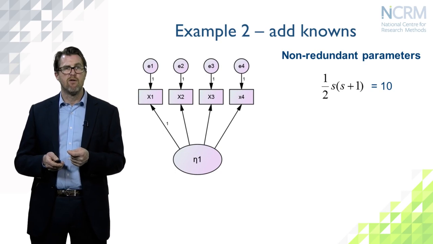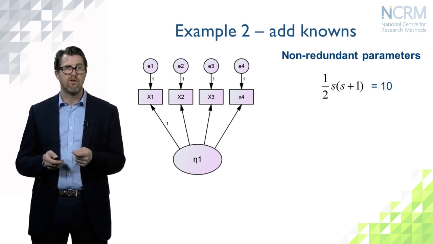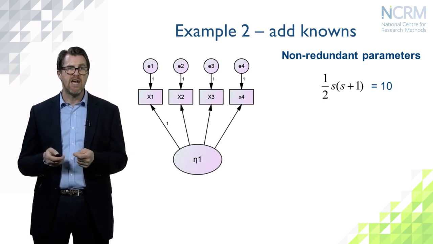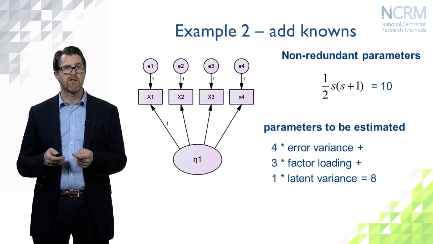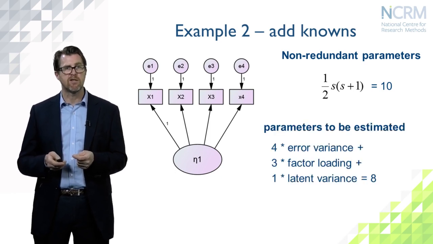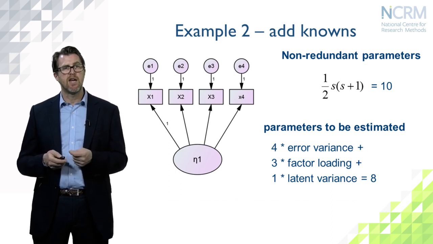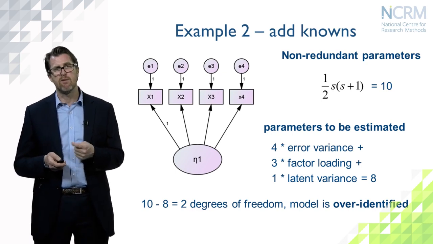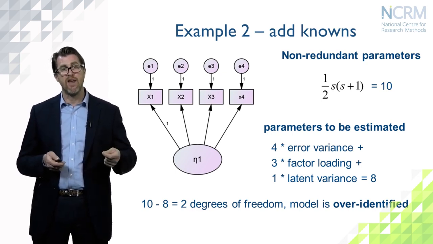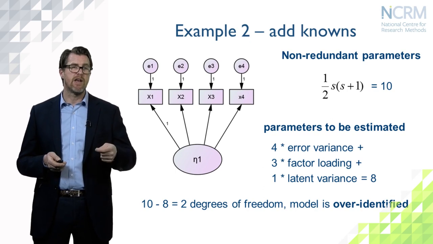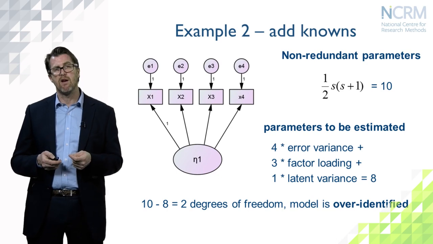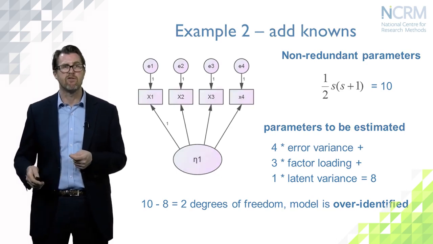4, so 4 times 5 is 20, we take half of that. Now we have 10 non-redundant parameters in this model, and we have 4 plus 3 plus 1 parameters to be estimated, 8. So 10 minus 8 gives us 2 degrees of freedom. So by adding that 4th observed variable, our model is now over-identified, and we can say something about the fit of that model to the variance-covariance matrix that we've observed.